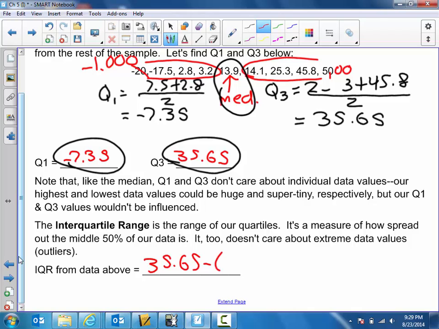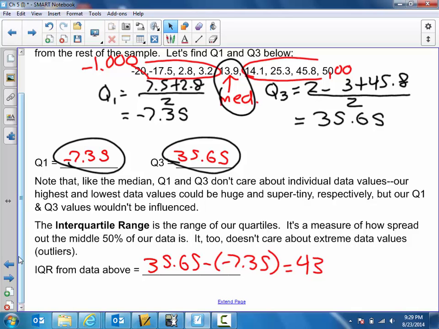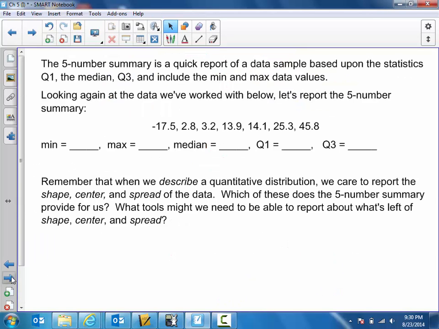35.65 and negative 7.35, which gives us, did I write that down? Is that 43? Yep, I think so. The interquartile range would be 43. What that means is that the middle 50% of the data, from this point to this point, exists in a range of 43 units. And it's one way that we can describe where the distribution is centrally, where the data tends to be in the middle.